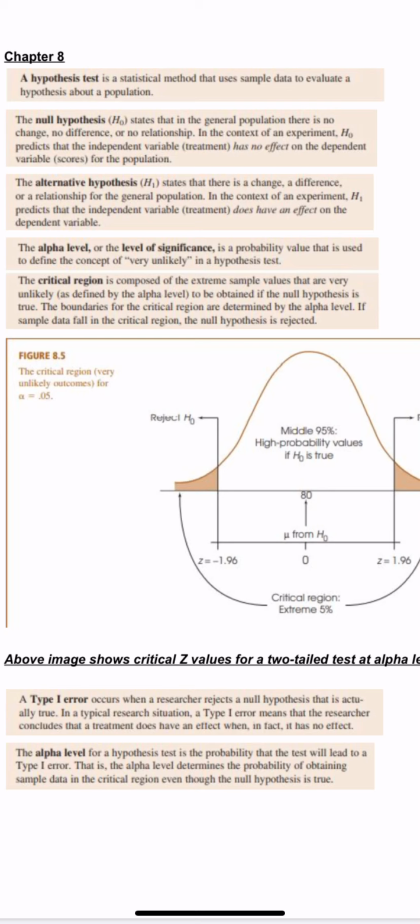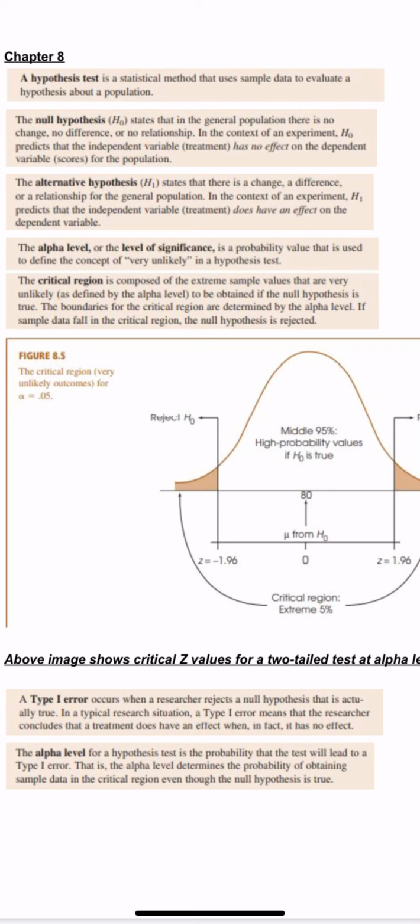The alpha level, or level of significance, is a probability value that is used to define the concept of very unlikely in a hypothesis test. The alpha level corresponds with the critical value that we're comparing our obtained score to. If we're able to meet that or beat it, we could state that it's very unlikely this happened by chance, and the result that we're showing is a good, valuable, true result, and we're showing an effect based on the manipulation that we did in the experiment.